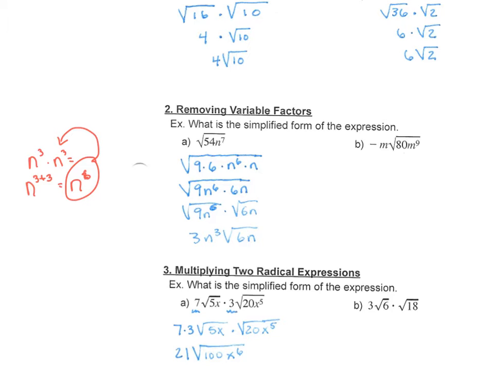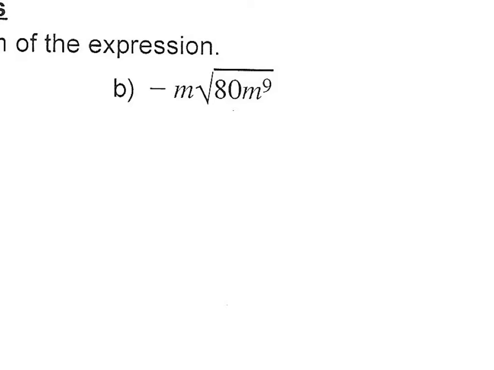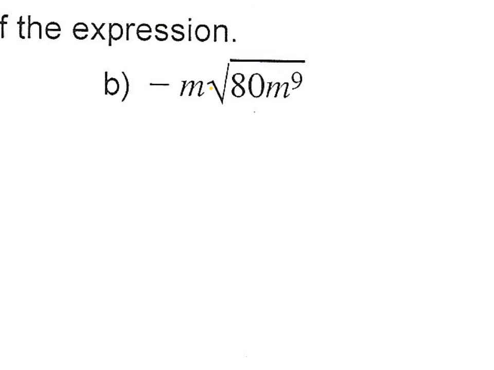So let's see as we move on to this next example. I have something going on here. I have some stuff on the outside of the radical. Remember, it's just multiplication. And I am going to break this up into its largest perfect squares. And I can rewrite this as negative m times the square root of, when I look at 80 by itself, 80 is going to be 16 times 5.